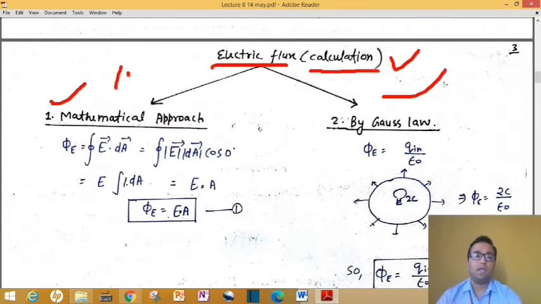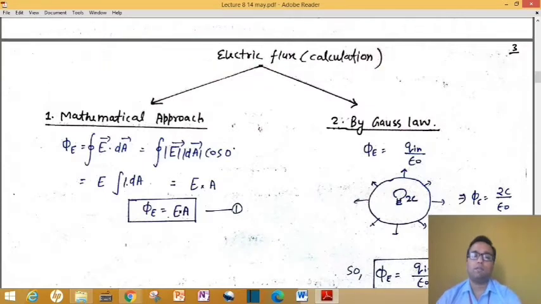Electric flux means the amount of electric field that is coming out of a given charge, and we want to measure that. So what is the mathematical approach? In the mathematical approach you will learn the formula E dot dA, and finally your formula will be in this form: phi equal to E dot A. I will explain this, just wait for a while.